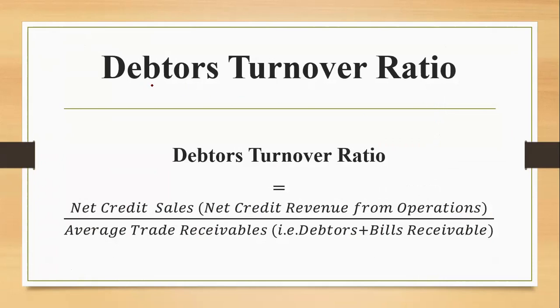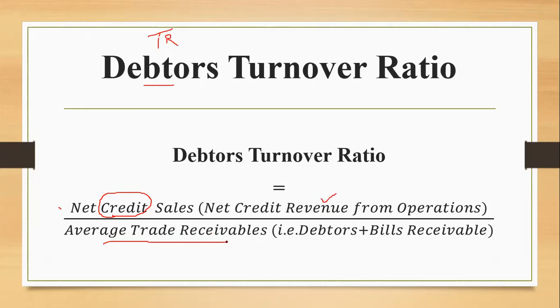Debtors turnover ratio is also termed as trade receivables turnover ratio. The formula for the same is net credit sales. This is the area where you need to focus, because you have to understand that debtors are there with us because of credit sales only. So net credit sales, that is net credit revenue from operations, to be divided by average trade receivables.